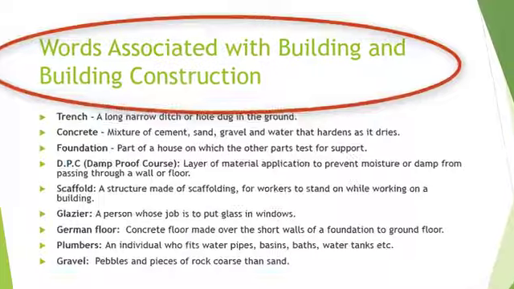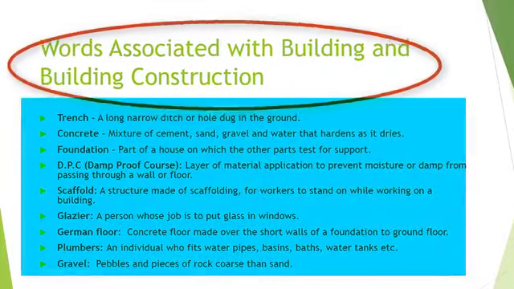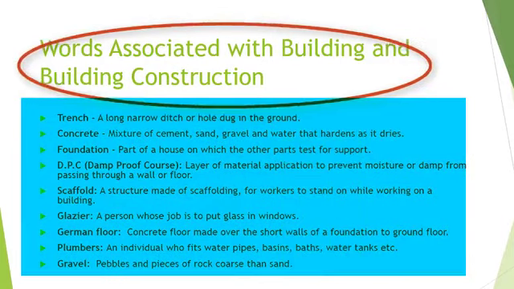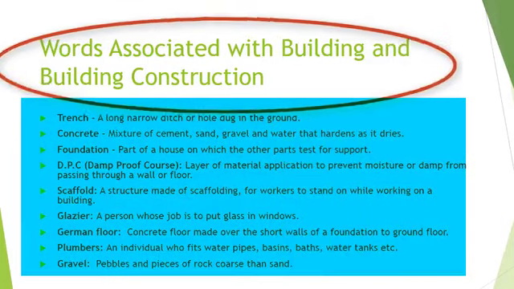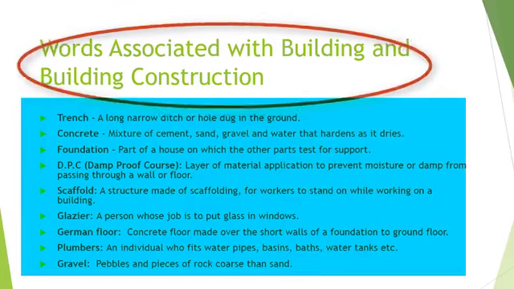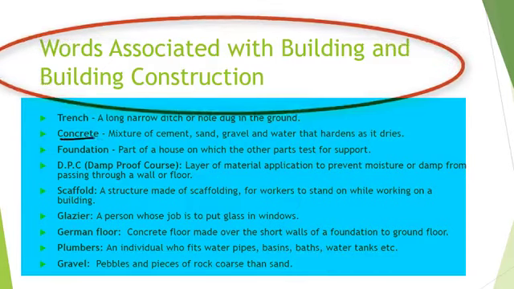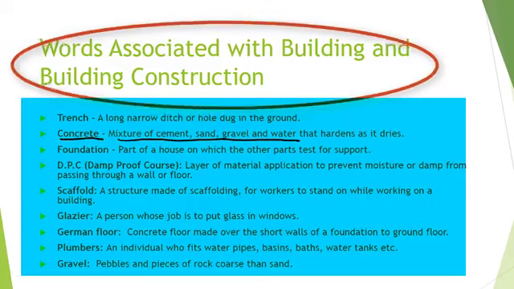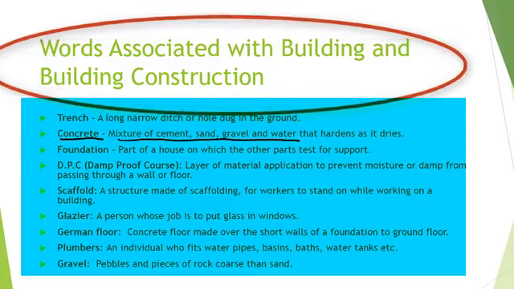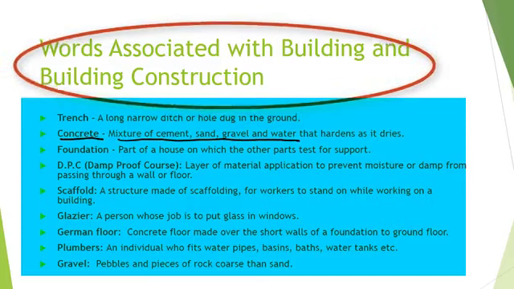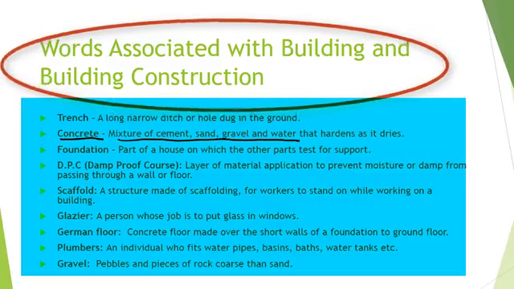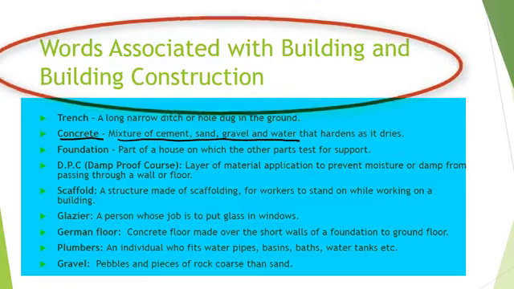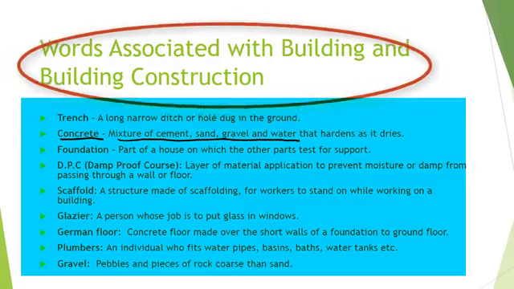And so quickly, let's move on to register on building and building construction. So let's begin with what we call a trench. A trench is simply a long, narrow ditch. So a long, narrow ditch or hole in the ground is a trench. Then we have what we call concrete. Concrete is simply a mixture of cement, sand, and gravel. So when you mix cement, sand, gravel, and water, when that thing hardens or dries, we call that concrete.